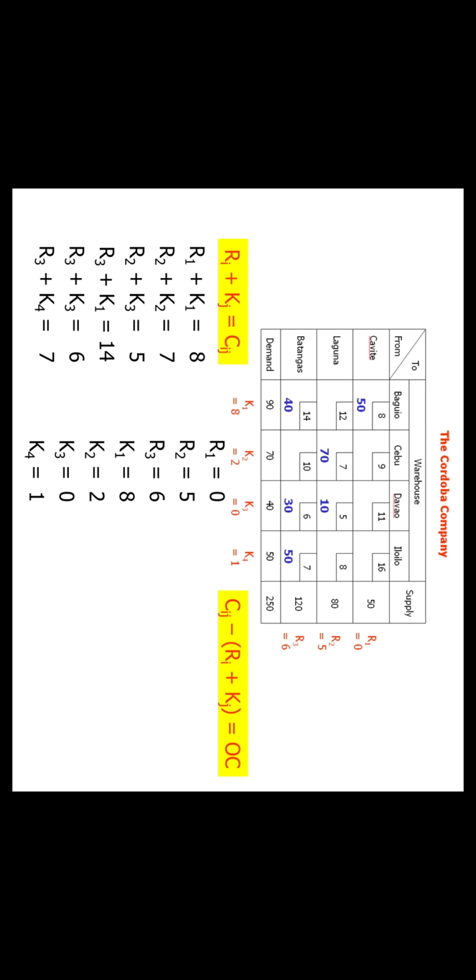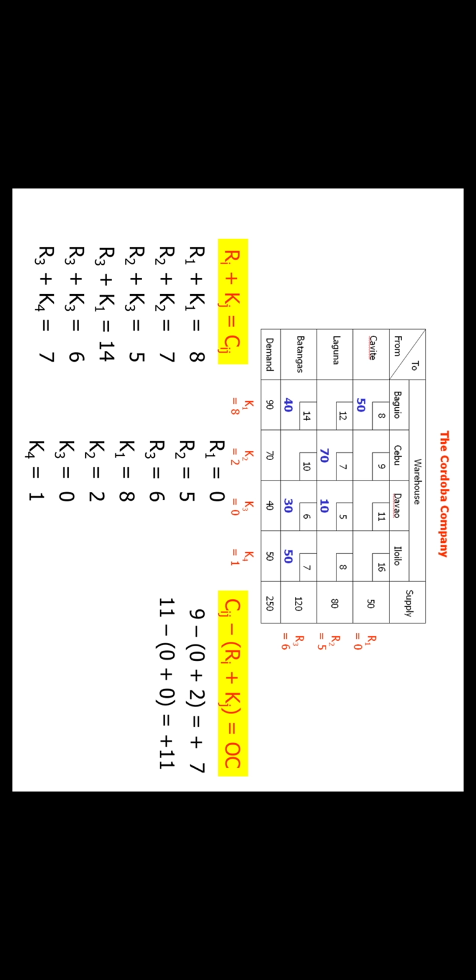Let's begin with an unused cell with a cost of 9. Row position is at row 1 with a value of 0. Column position is at column 2 with a value of 2. Applying the formula, you would have 9 minus the quantity 0 plus 2, or 9 minus 2 is positive 7. Next is the unused cell with a cost of 11. Row position is still at row 1 with a value of 0. Column position is at column 3 also with a value of 0. Therefore, the resulting opportunity cost would be positive 11.